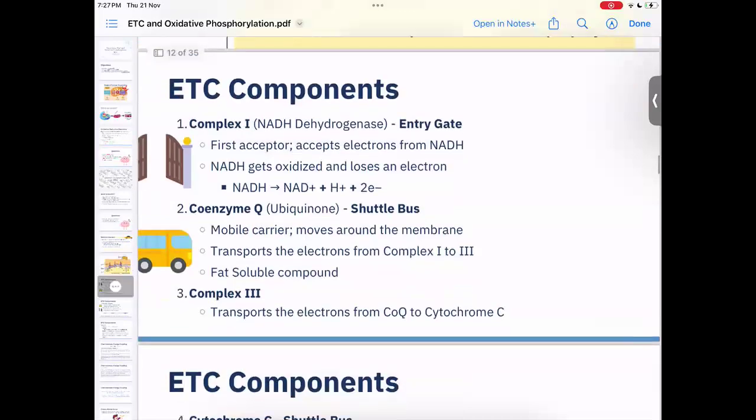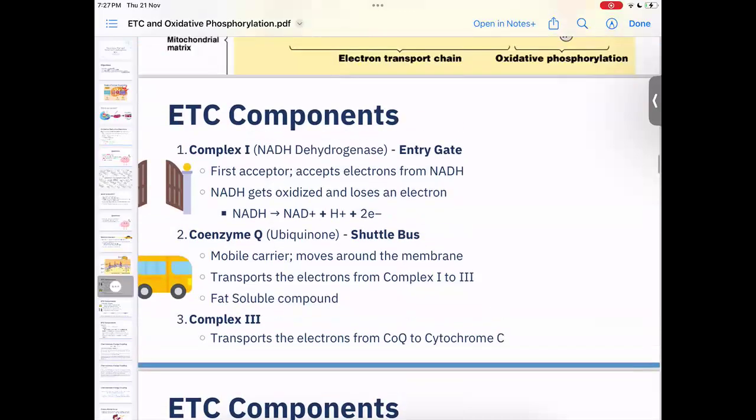Now, the ETC components, I told you guys, we're going to be talking about them as if they're transporting vehicles. Complex 1, also known as NADH dehydrogenase, is our entry gate. You know the taxis? They're going to come and drop off the electrons at complex 1, the entry gate. So the electrons go through the gate, they enter, and that's the first stop they reach. And then they're going to go from complex 1 to coenzyme Q, which is also known as ubiquinone.